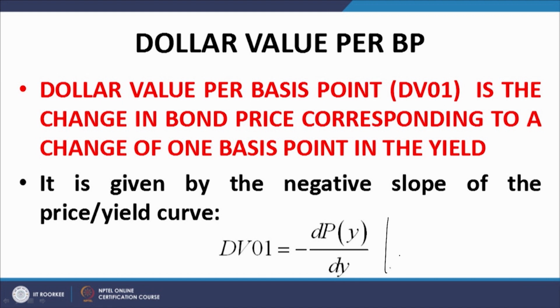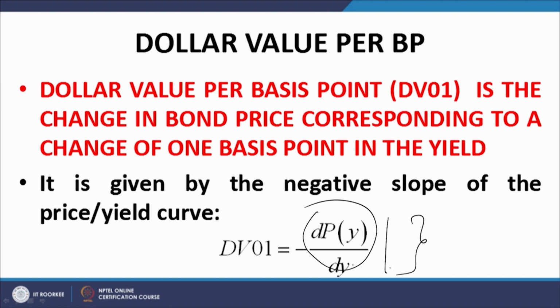So, of course, it carries a negative sign. Why does it carry a negative sign? Because this expression is invariably negative. Price and YTM move in opposite directions. Therefore, whenever there is an increase in YTM, the price will decrease and vice versa, and it is generally convenient to work with a positive figure. So, we add a minus sign, so that the DV01 figure that we talk about returns a positive number. So, this is the definition of DV01.